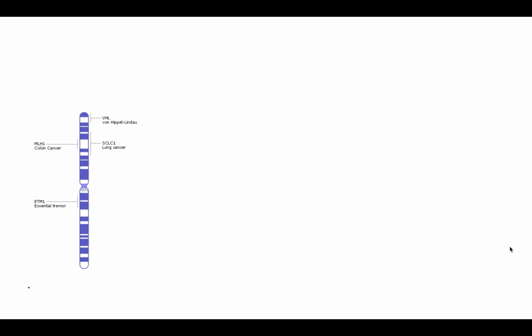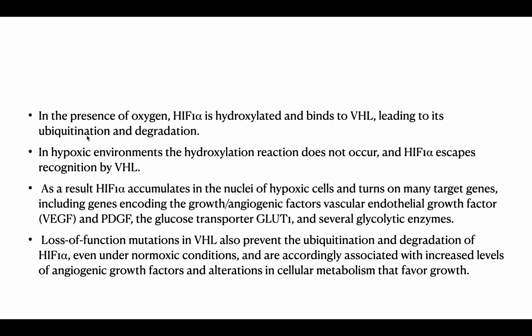So the VHL gene is present on 3p, as you can see here, the VHL gene on the short arm of the chromosome 3. In the presence of oxygen, HIF-1 alpha is hydroxylated and binds to VHL, leading to its ubiquitination and degradation. In hypoxic environments, the hydroxylation reaction does not occur, then HIF-1 alpha escapes recognition by VHL. As a result, HIF-1 accumulates in the nuclei of hypoxic cells and turns on many target genes, including genes encoding the growth angiogenic factors such as VEGF, PDGF, GLUT1, and several glycolytic enzymes.